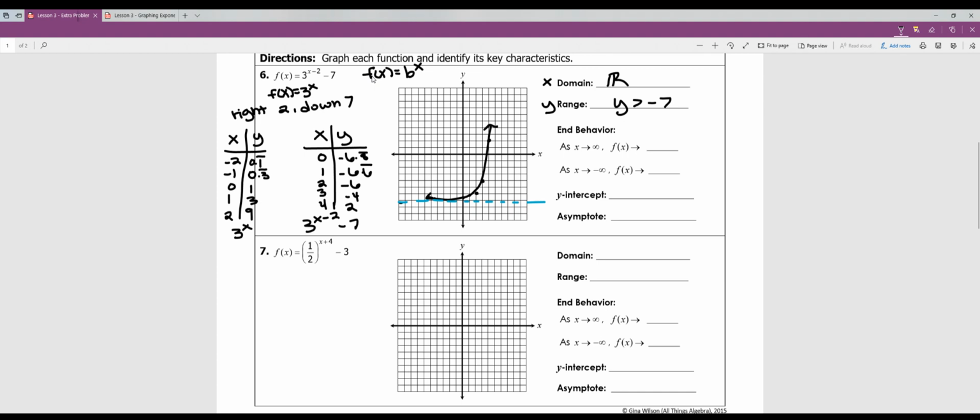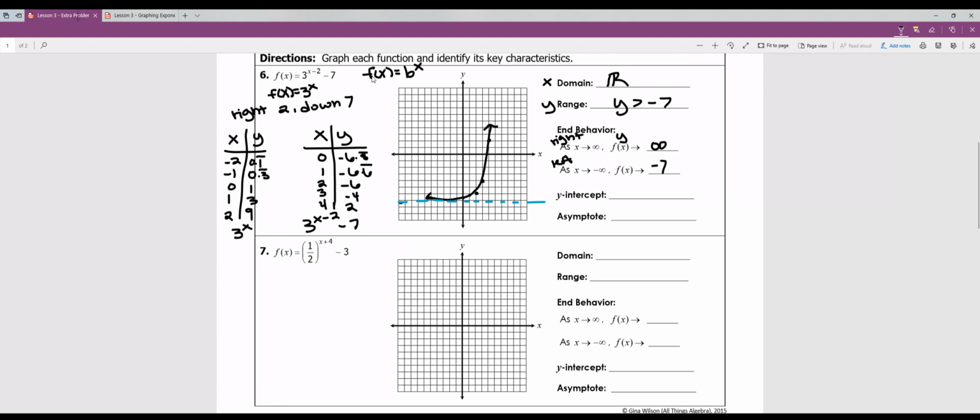And our end behavior, again, we're just going to the right or to the left of our graph. So as we look to the right, y is increasing. So y is going to infinity. And as we go to the left, y is decreasing and getting really, really close to -7.